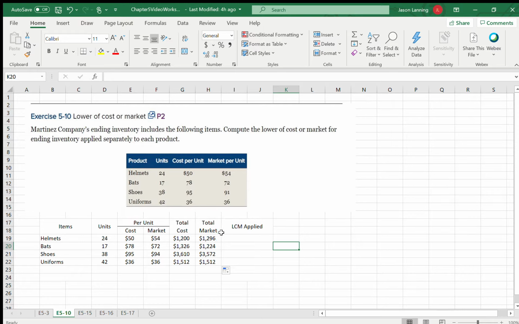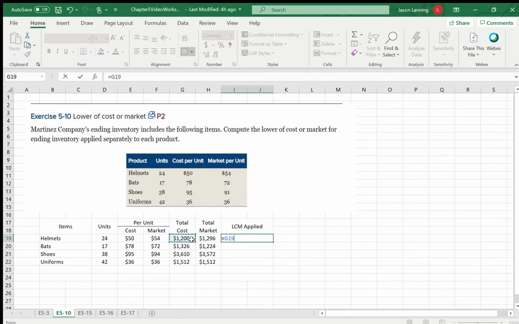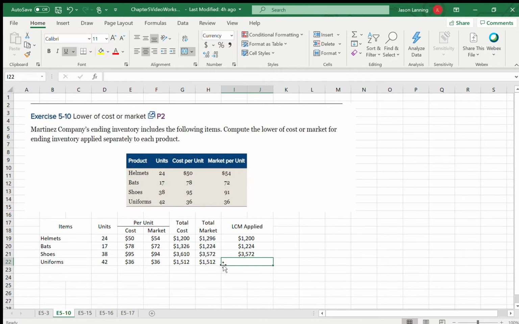Now, what we've got to do is look at these and just pick the lower of the two. That's it. Between 1200 and 1296, it's that one. Between 1224 and the 13, it's this one. 36 versus 35, it'd be the 35, and 1512, well, it doesn't matter, it's going to be 1512. So this is the lower of cost or market.